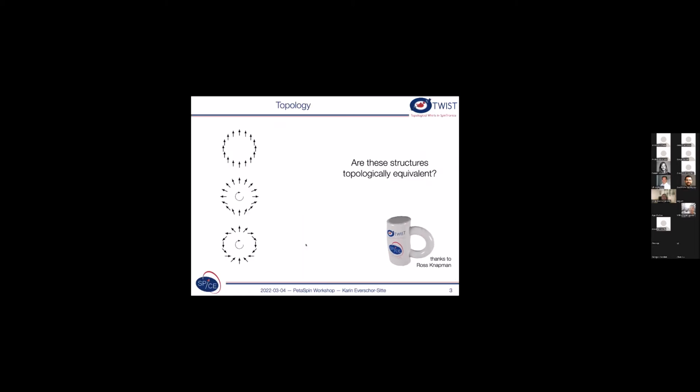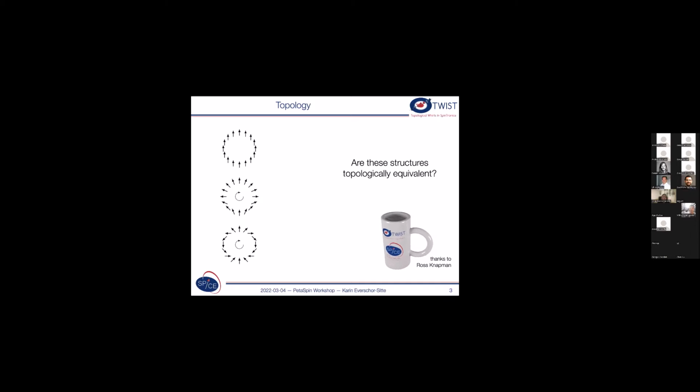So let me start with topology. In topology, one wants to know if structures are topologically equivalent, and probably most of you know this cup to donut video, which you can find on Wikipedia, and this version was done by my PhD student, Ross Knappman. And once we go towards magnetic structures, or more generally structures that are characterized by a vector quantity, then we want to know if we can still continuously deform them into each other.